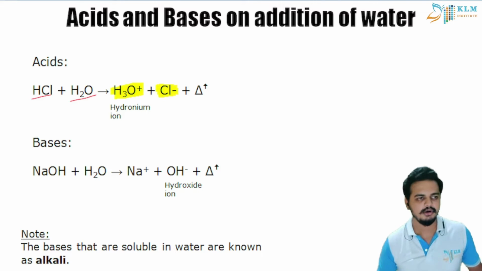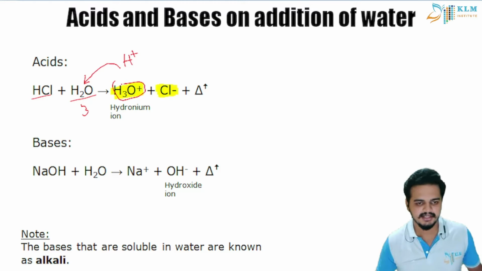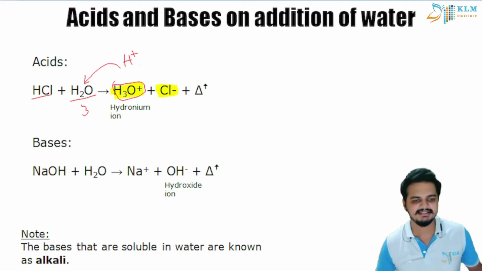I told you H plus ion cannot exist in any form because it is highly unstable. So H plus ion is adding to a water molecule, and here the H becomes 3, but it gets a positive sign. So this is known as hydronium ion. This is actually what conducts electricity in the acidic solution. And also there is a lot of heat generated. It is known as an exothermic process.